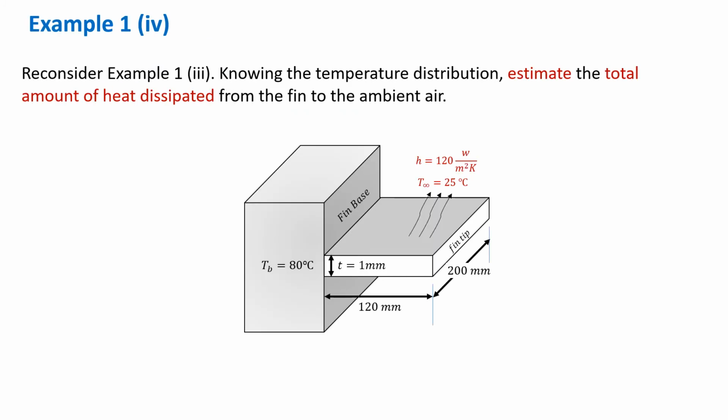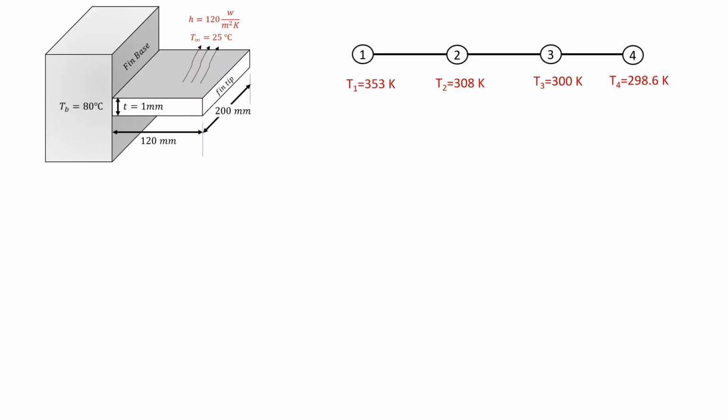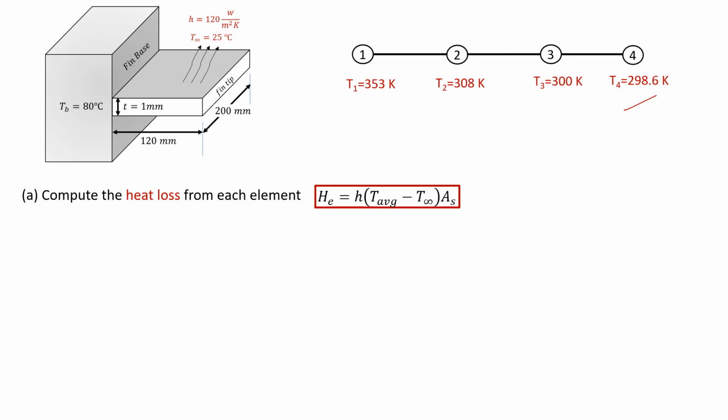Now, let's reconsider the previous example. As we already determined the temperature distribution in this problem, now we would like to estimate the total amount of heat dissipated from the fin to the ambient air. Previously, we have determined the temperature distribution for this thin fin as shown. By using this information, we can calculate the heat loss from each element by using this equation.